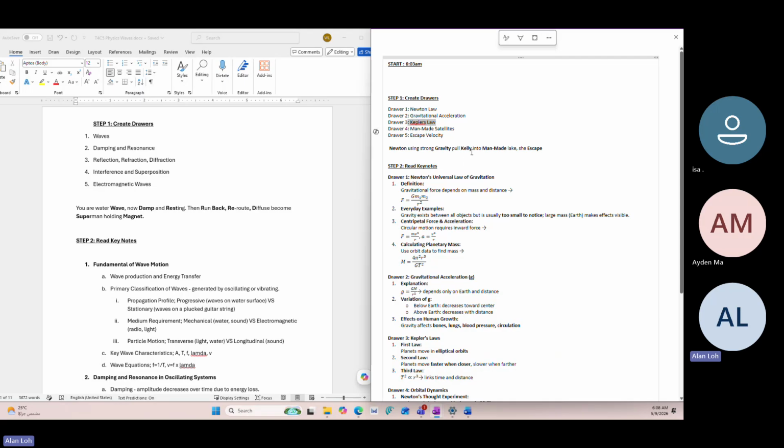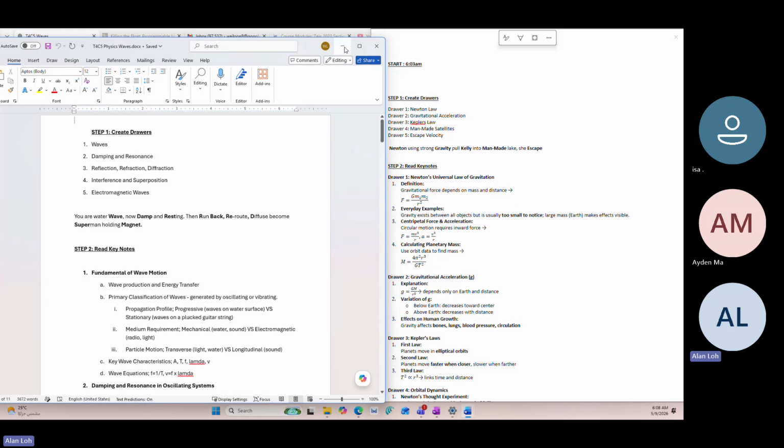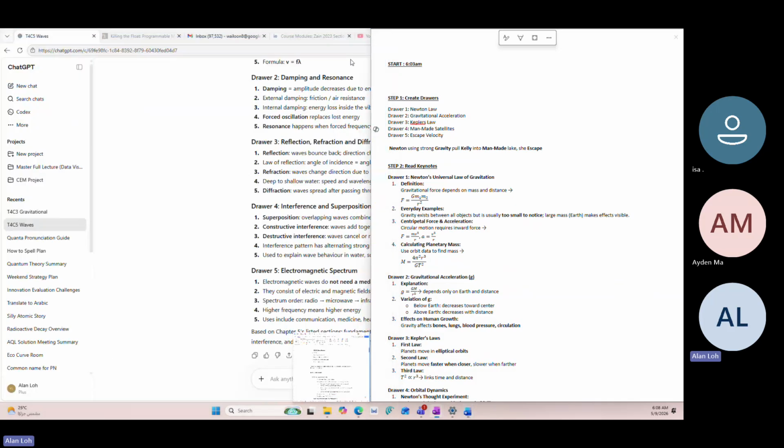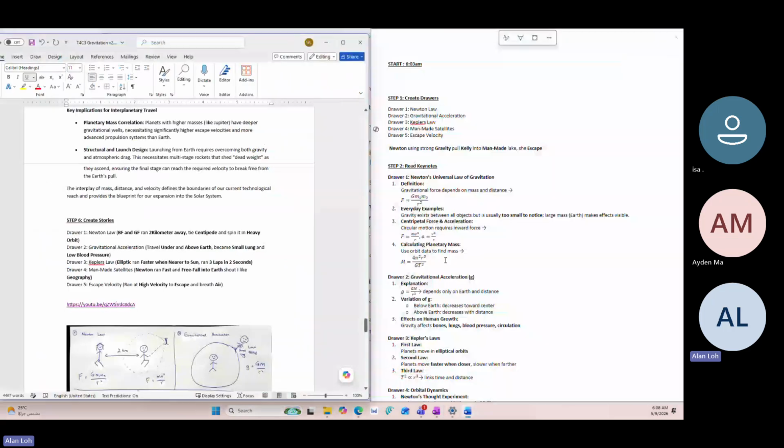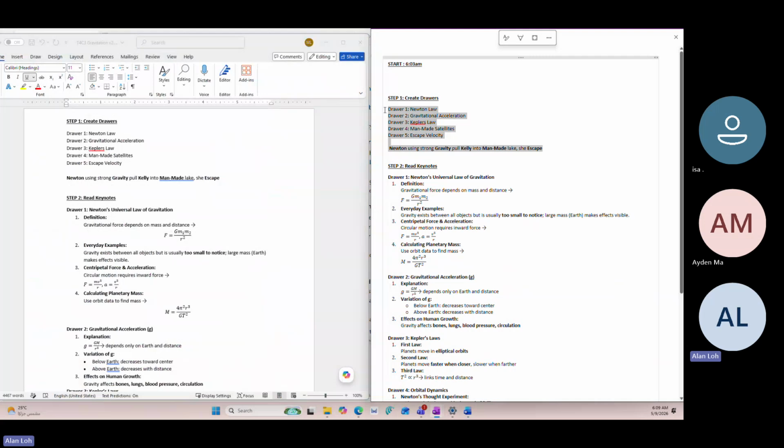Kepler's is not a common name, so Kelly I think is more of a common name. That's why I use Kelly. If you have friends whose name starts with K that helps you to remember it easier, then you can put it there. You can replace Kelly with something K. Then pull her into a man-made lake, which is man-made satellite. And then she escaped. Okay. This is not the right one. Let me put it back. Yep. Okay. I hope you are able to remember these drawers in sequence.